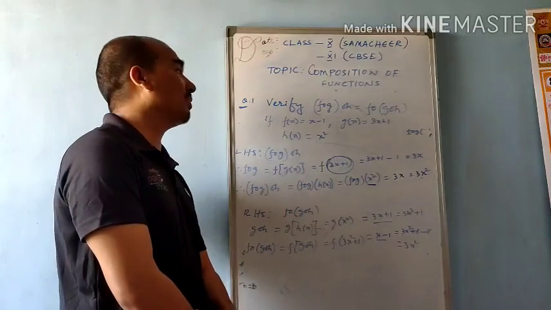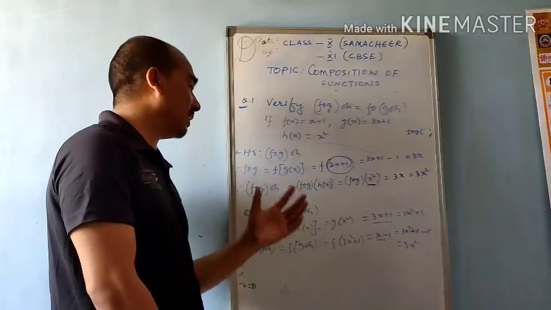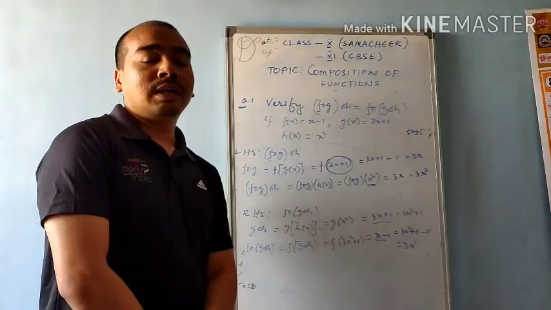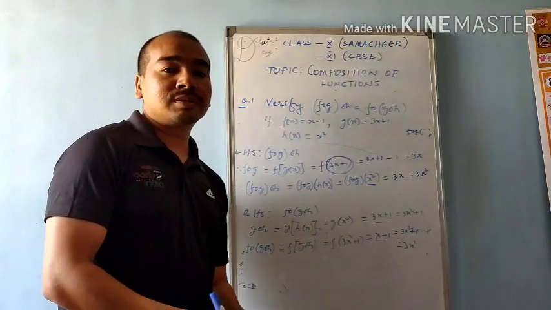This is how we are going to find f o g, g o f, and the commutative property and associative property. I will teach you some more questions in the next class.